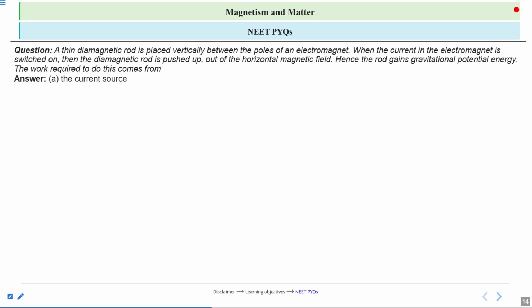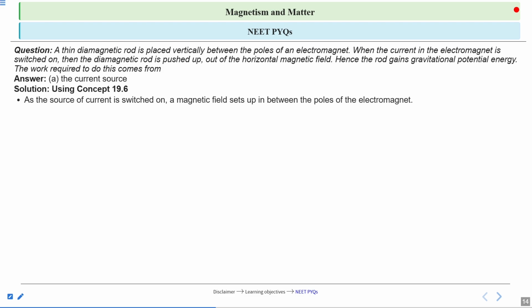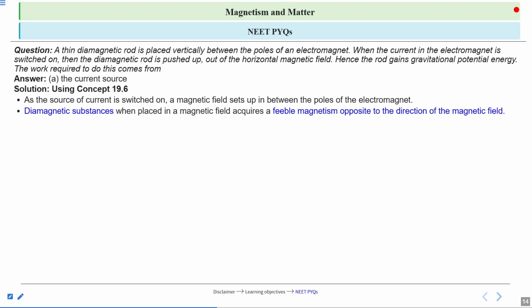So the correct option is A, the current source. Using concept 19.6, as the source of the current is switched on, a magnetic field is set up between the poles of the electromagnet. As we know, when we switch on the current in the solenoid, a magnetic field is set up inside the solenoid, along its axis, between the poles of the electromagnet.